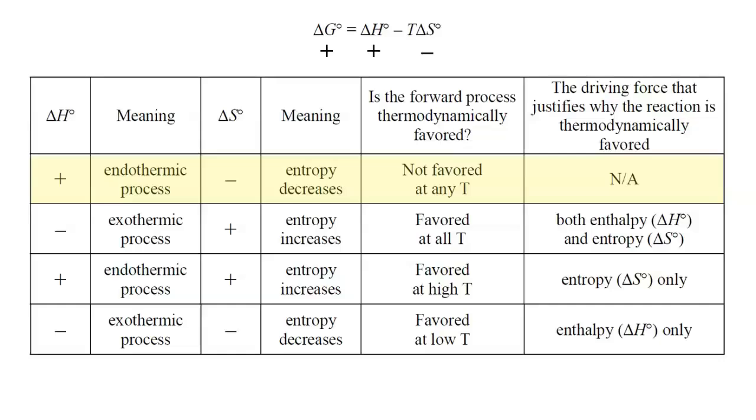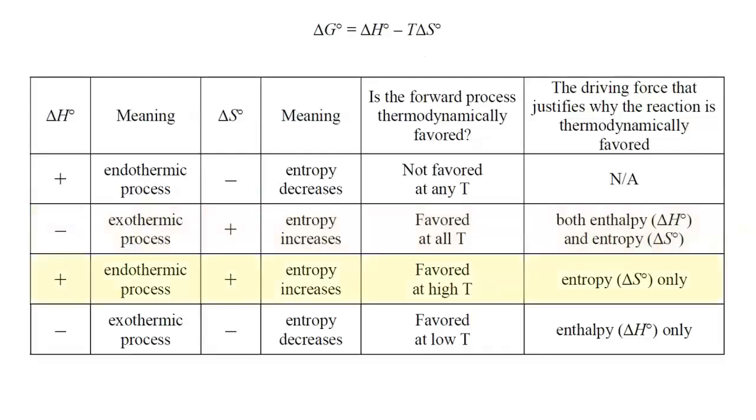Now, here's our next example. Now, what if the delta H has a negative sign? That means we have an exothermic process. What if the delta S has a positive sign? That means that the entropy of the system increases. Well, now, mathematically, if we have a negative delta H and a positive delta S, then delta G must have a negative sign. And that would be thermodynamically favored at all temperatures. The driving force would be both the enthalpy delta H and the entropy delta S.